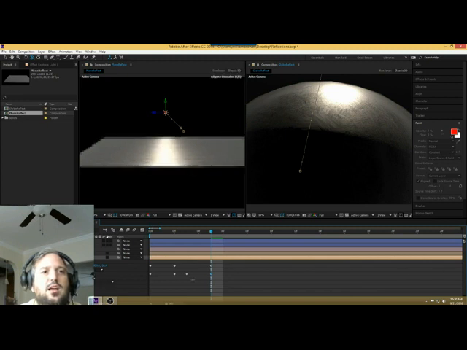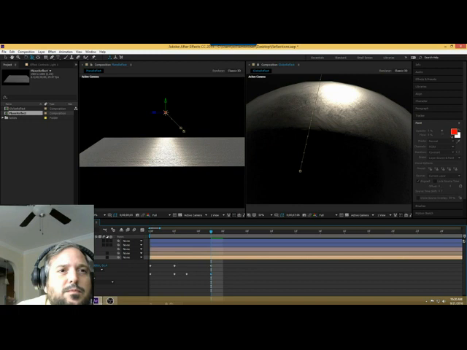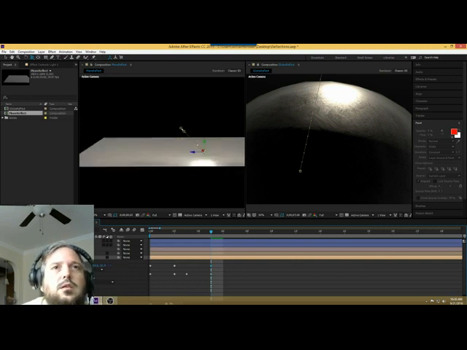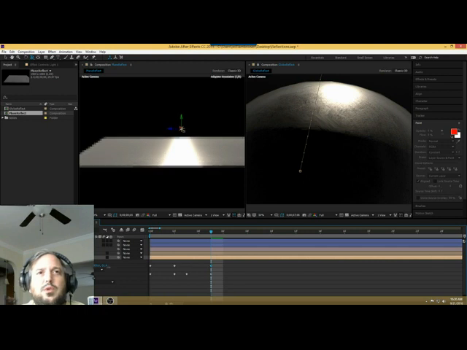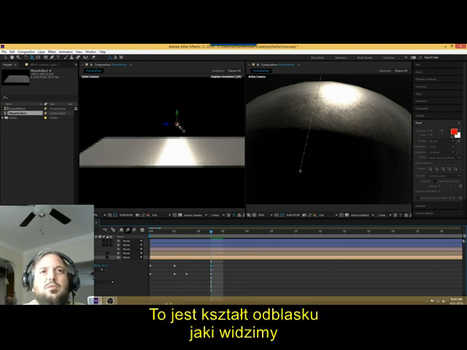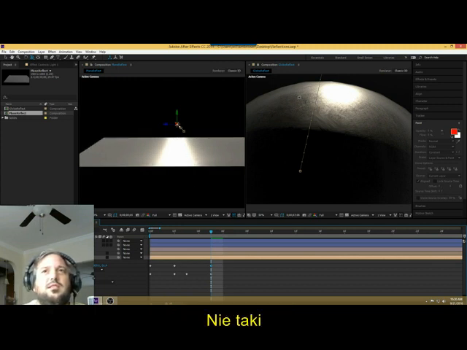Yeah, I'm raising the intensity quite a lot. But we push this little ball of light back so much. There. Is this something that we see? Or do we see this as the shape of the reflection that you see on Earth? It's not this. No.